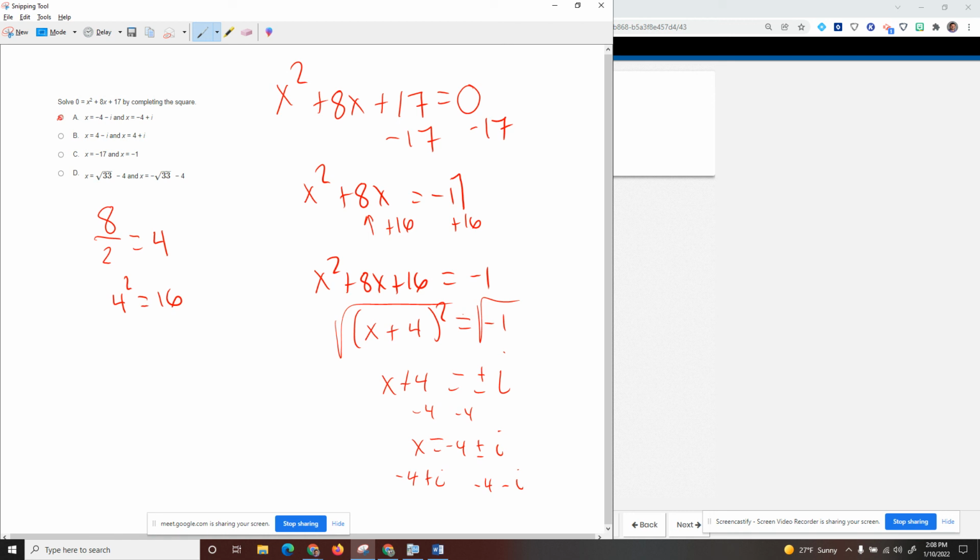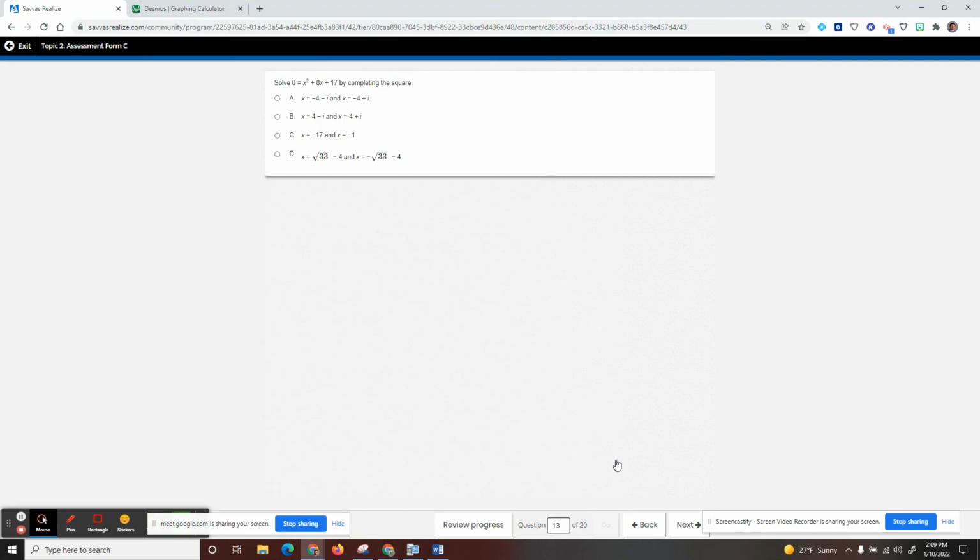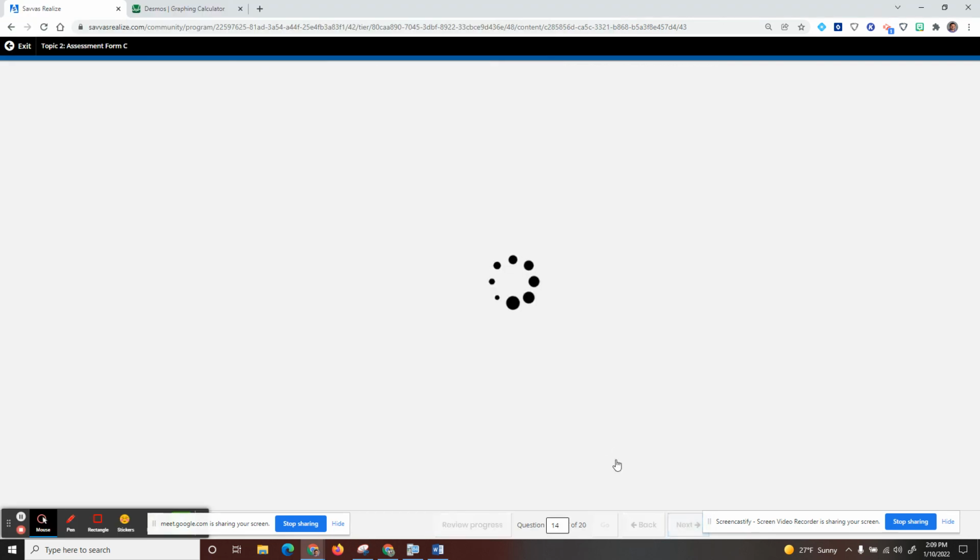Answer choice B just has the negative flipped, so that'd be an easy mistake to make somewhere. C and D, not sure exactly how we make those mistakes, but well, looks like the 33 you would get if you made the 17 positive. Anyway, answer choice A for this one. Let's try number 14.